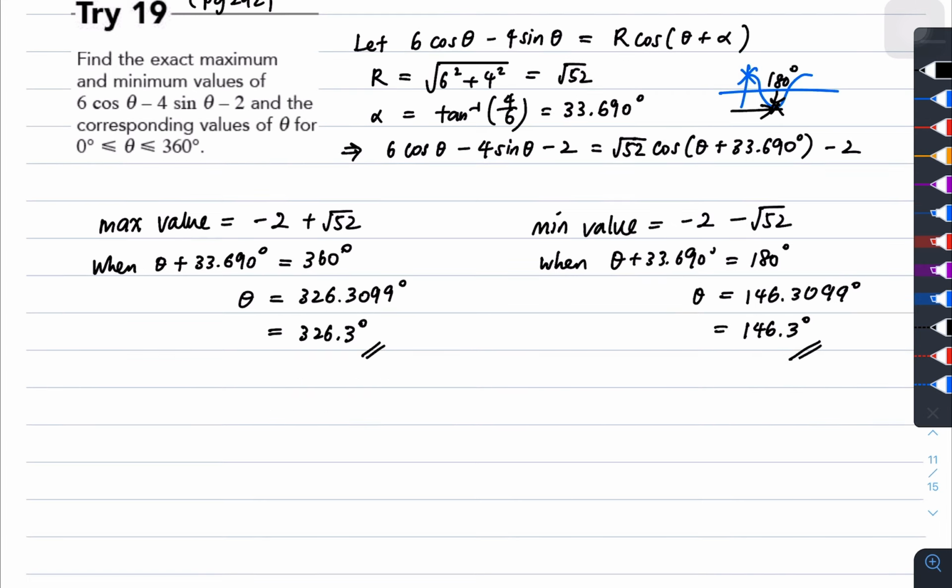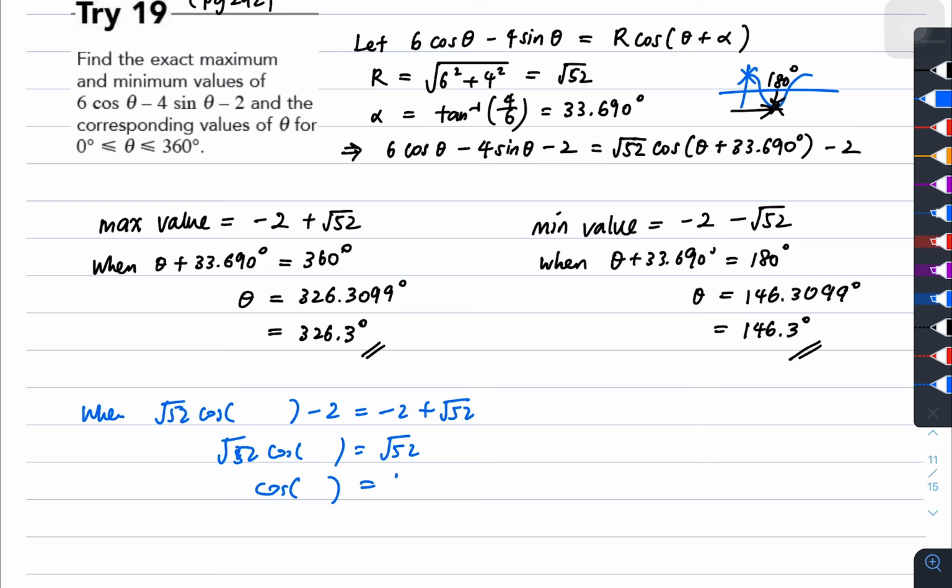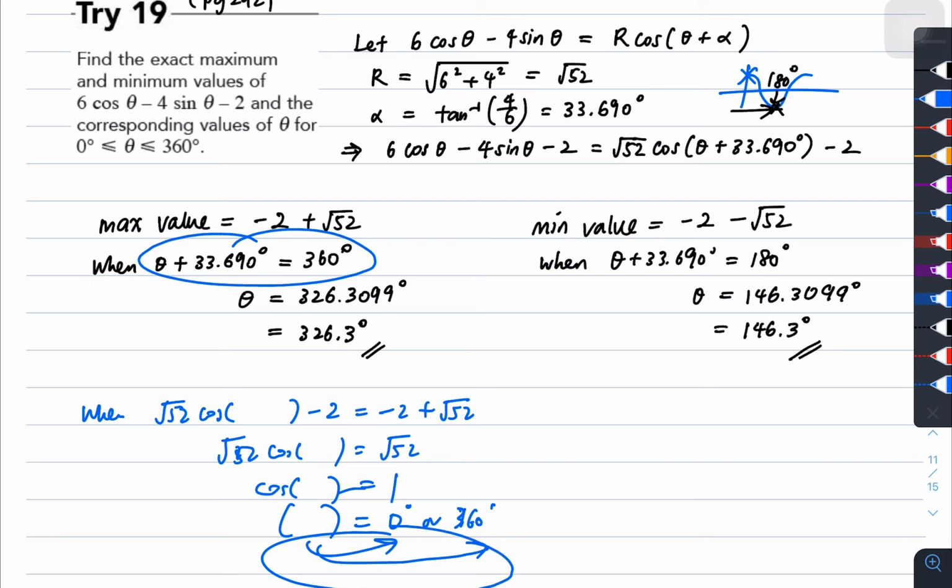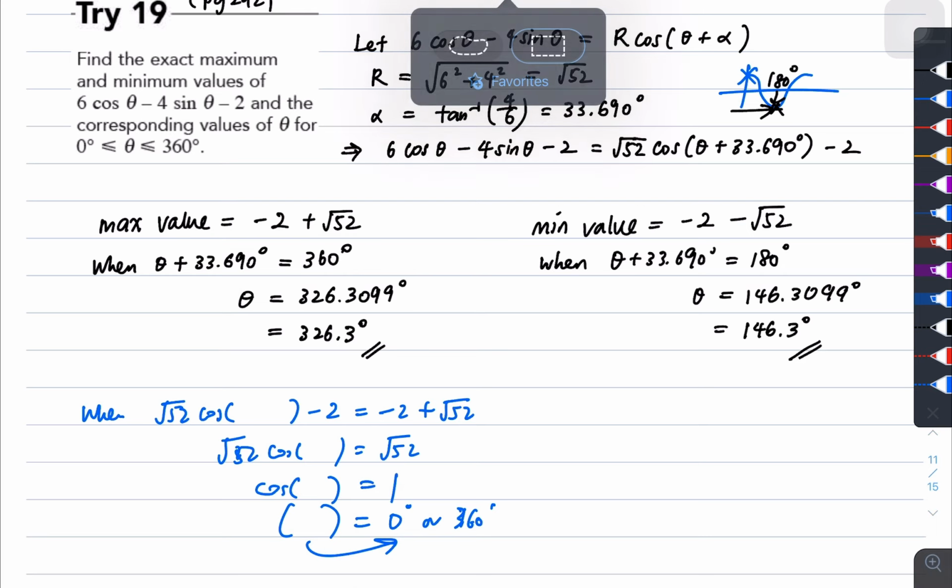Now the longer way to do this is, when root 52 cosine of this whole thing minus 2 is equal to negative 2 plus root 52, then I will have root 52 cos of this ugly angle equal to root 52. Then I can divide, cos of this is equal to 1, and when cos of this is equal to 1, this angle is 0 degrees or 360 degrees. Then I will need to minus the content inside to get my theta. However, what we did earlier is to jump to this step right away, knowing for a fact that the cosine graph has that behavior, so you can jump to this directly.